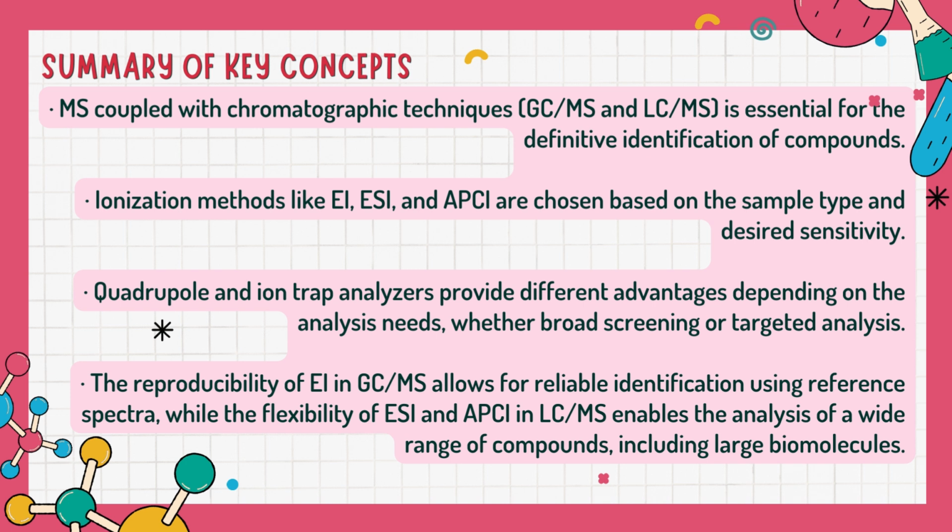You also have mass analyzers in the form of ion traps and quadrupoles. They both provide different advantages depending on the analysis and whether broad screening or targeted analysis is what we are trying to achieve. So the reproducibility of EI in GC-MS allows for reliable ID using reference spectra, while the flexibility of ESI and APCI allows the analysis of a wide range of compounds, including large biomolecules.